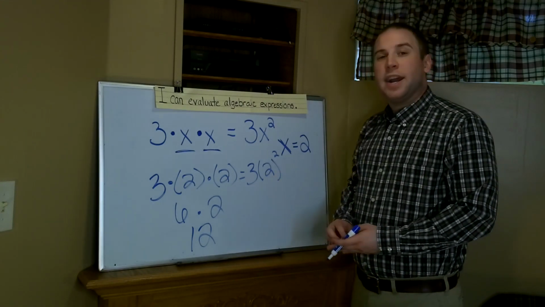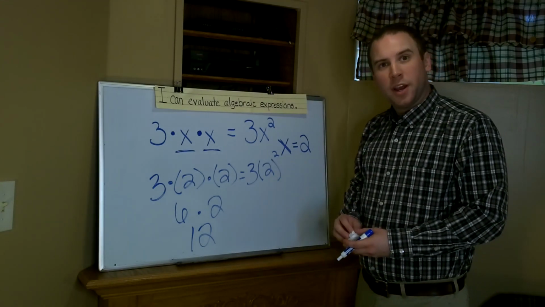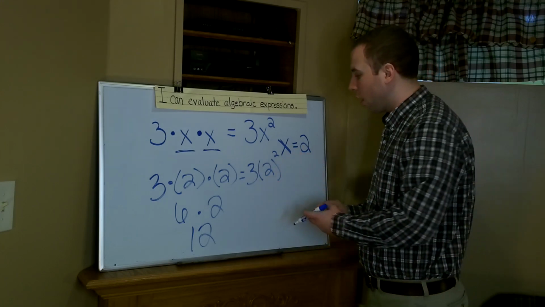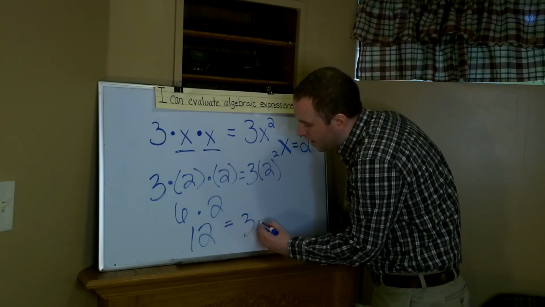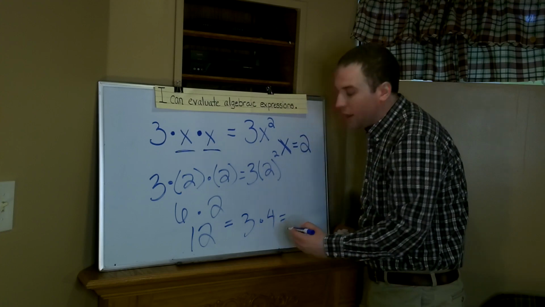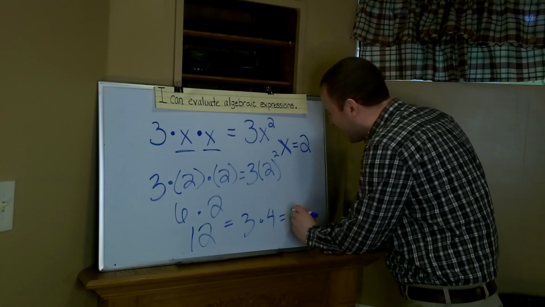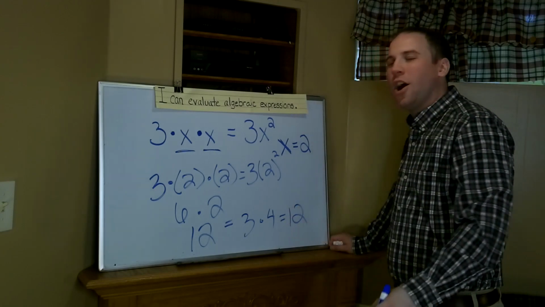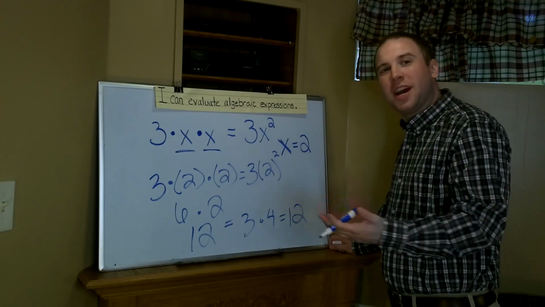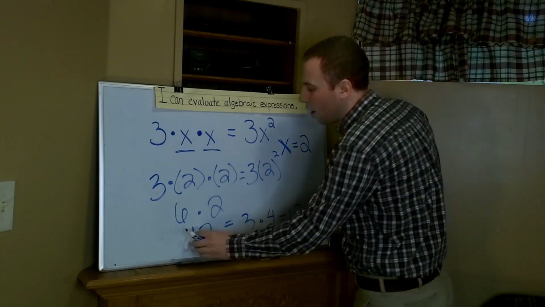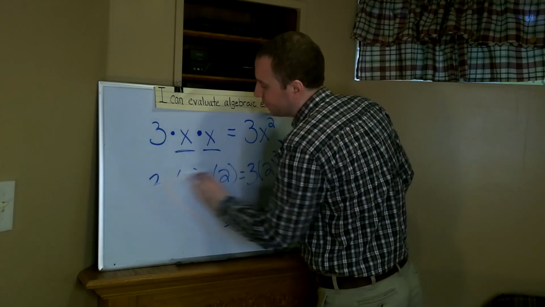Looking at this other side here, using our order of operations, we always do exponents first, so 2 squared would give me 4, and 3 times 4 is what? You guys are getting too good at this. Yes, 12 is correct. So both sides of my equation would be the same value. Correct. Let's look at another example.